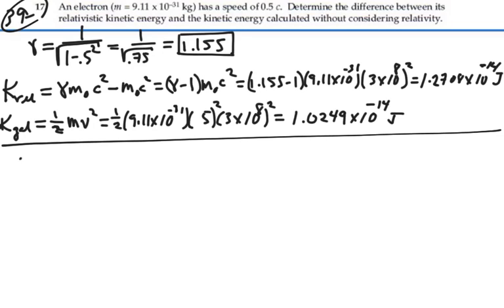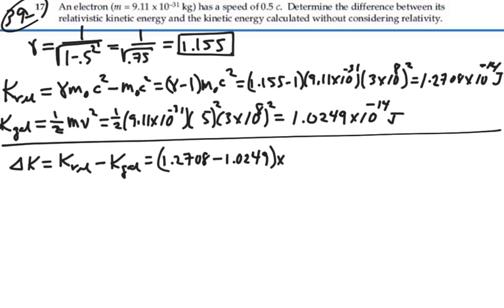So the difference, the change in kinetic energy, the difference between kinetic energy of the relativistic approach minus the Galilean approach is equal to 1.2708 minus 1.0249 times 10 to the minus 14, and that's going to be equal to 2.46 times 10 to the minus 15 joules.